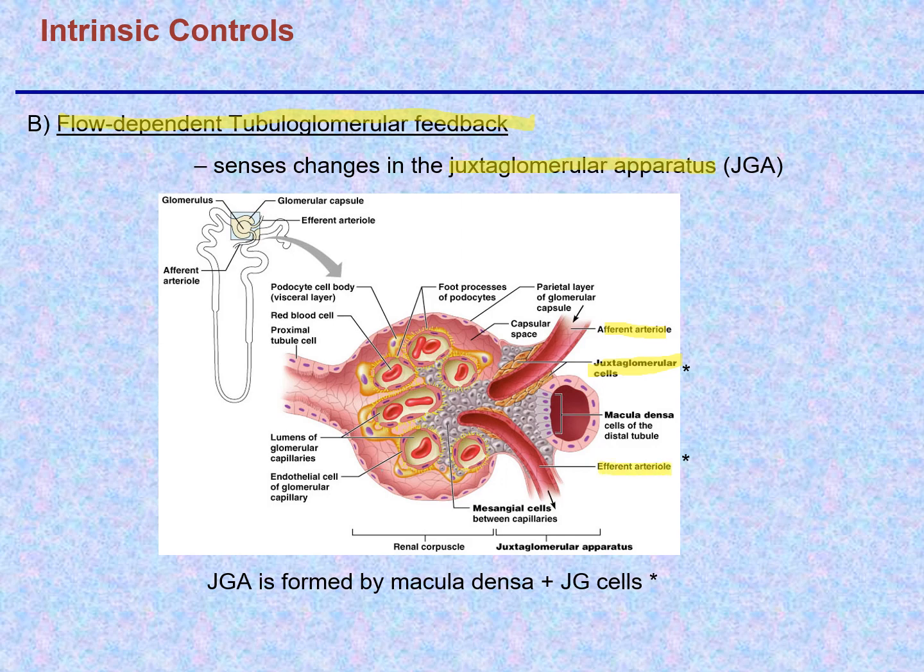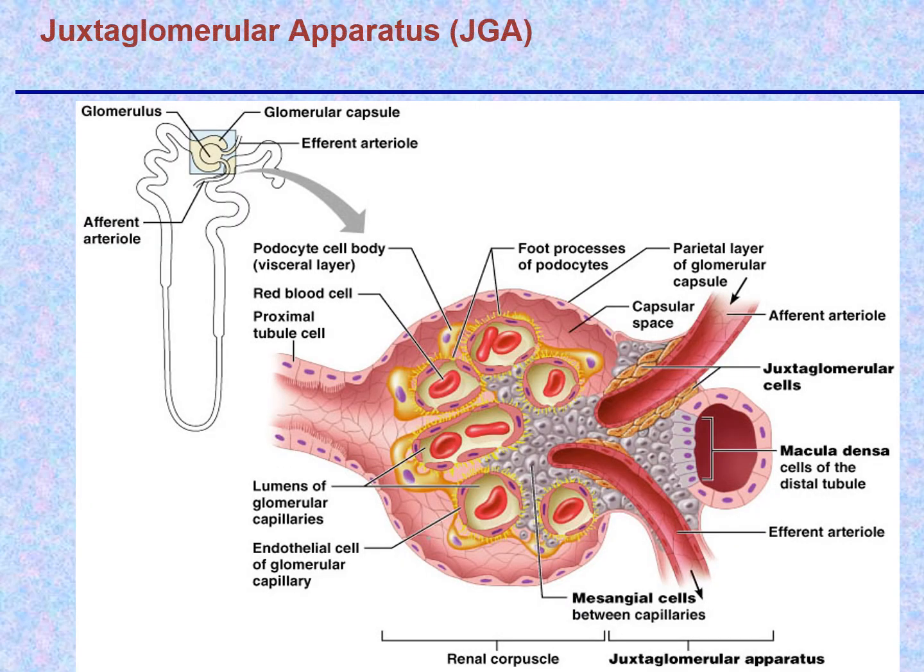These cells, in combination with macula densa cells that are in the wall of the distal convoluted tubule, where it comes close to the glomerular capsule that the tubules originated from, together form the juxtaglomerular apparatus. Now, what's happening here is that macula densa cells are always sensing the nature of the fluid that's in the distal convoluted tubule.